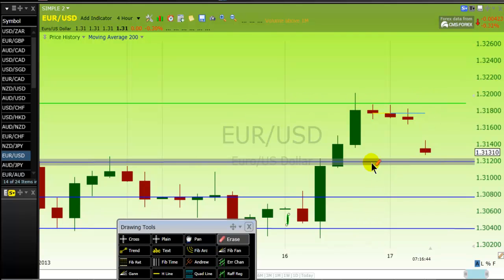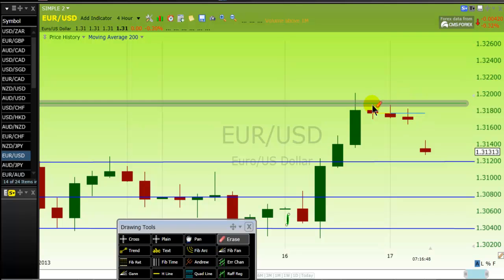Price is out of a channel. You will project the channel in the direction of the price. That will be the first target zone. So the Euro USD yesterday night reached the target zone.